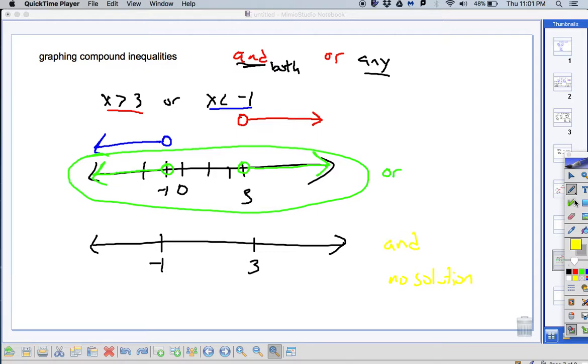Okay, so let's do another one over here. I'm going to delete this a little bit, just to give us a little bit more room. Let's do, oops, how about not yellow?